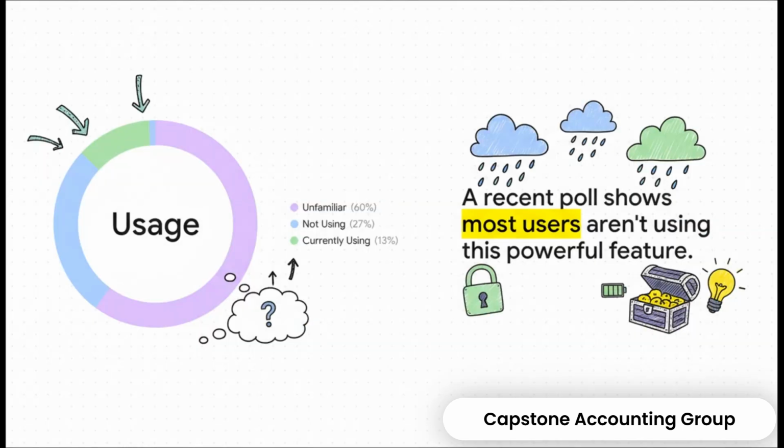And look, if you're nodding your head right now, you are definitely not alone. We saw a recent poll of Sage users, and get this, a whopping 60% didn't even really know what bank feeds were. And another 27% just weren't using them. That's a tiny, tiny fraction of people actually using this feature.